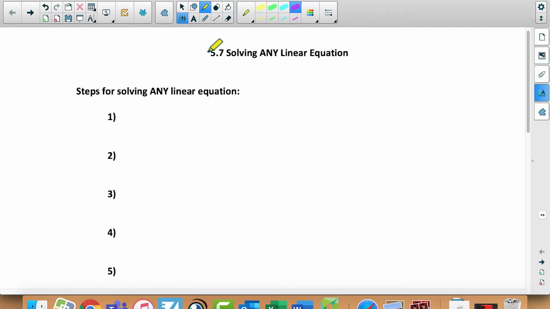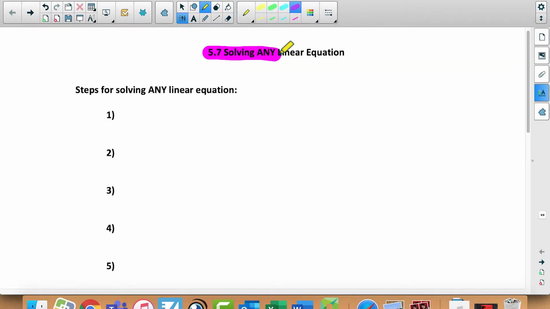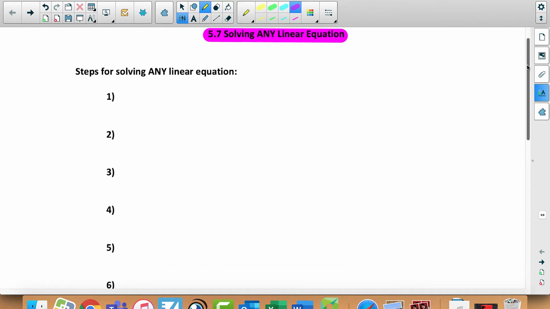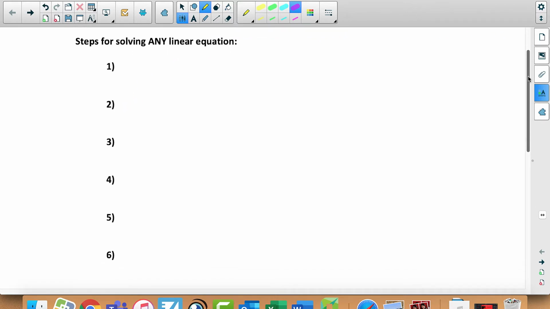Okay, this is it everybody. 5.7, solving any linear equation. You can do them all now. You've got all the steps you need. So it's the same steps as before.